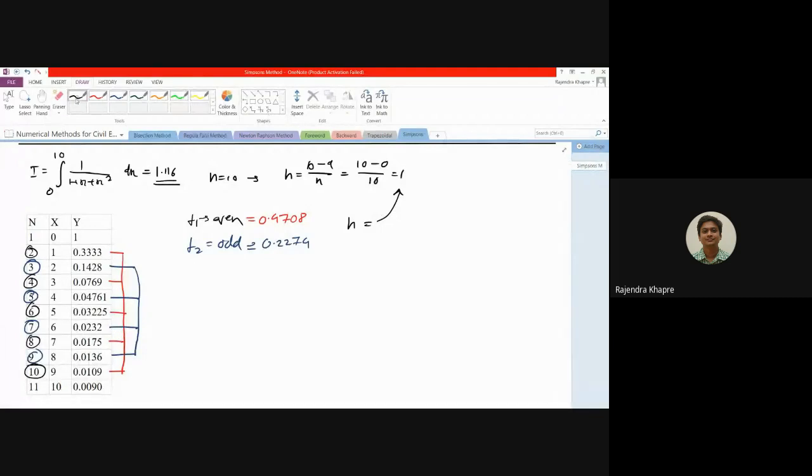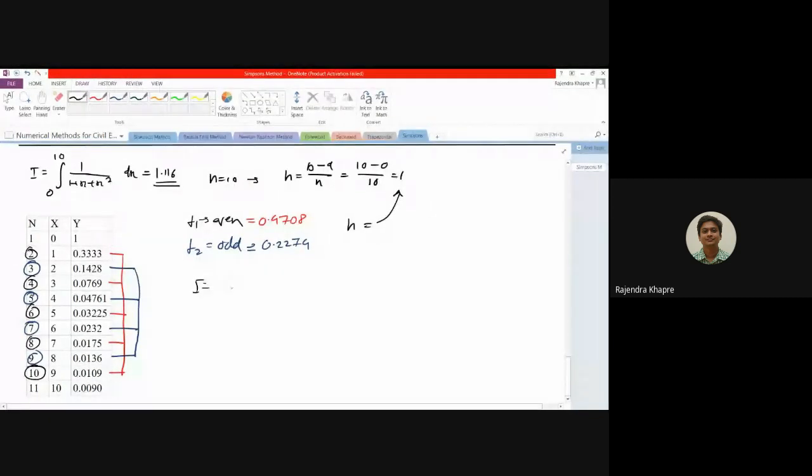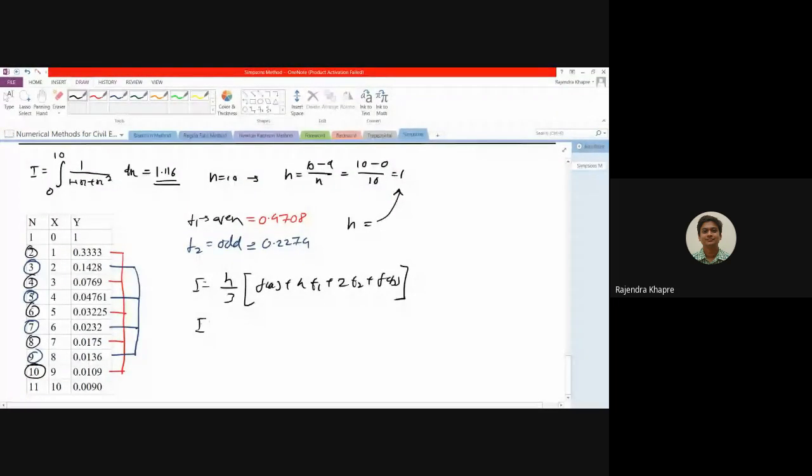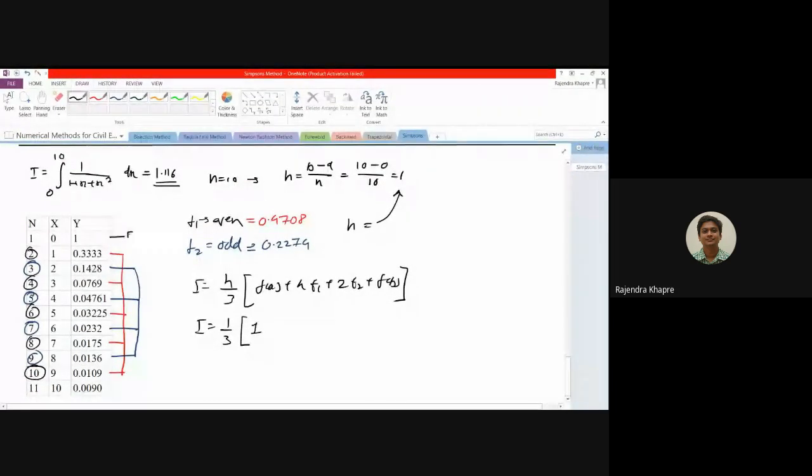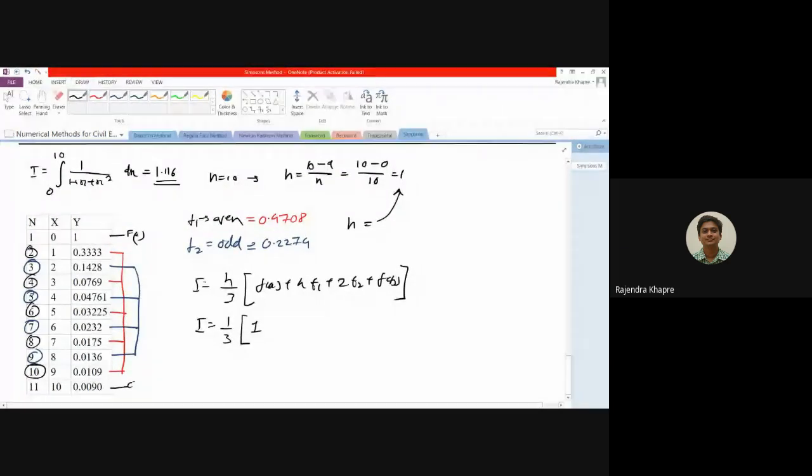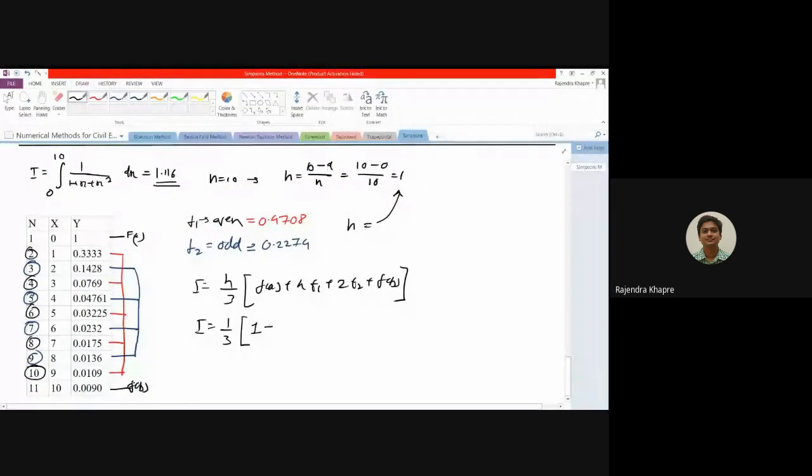As far as your h is concerned, we have already calculated it as 1. So ultimately your I value is h upon 3 into f of a plus 4 times T1 plus 2 times T2 plus f of b. So this is 1 upon 3 into, f of a we have already calculated, this is f of b. So this is 1 plus 4 times 0.4708 plus 2 times 0.2274 plus f of b, which is 0.009. Now tell me, how much is I coming?